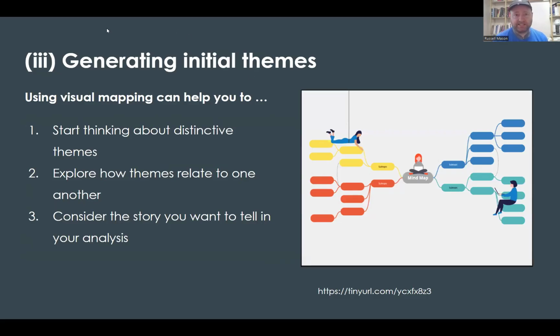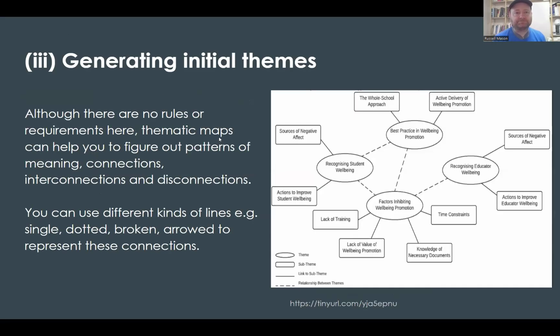So when you're generating initial themes, mind mapping could help you. It might be useful to draw diagrams of various types. I think the most common way would be to do a mind map. And this might help you to clarify the themes and to ensure that they're distinctive. It may also help you to explore how the themes interrelate. And as I said already, consider the story that you want to tell in your analysis later on.